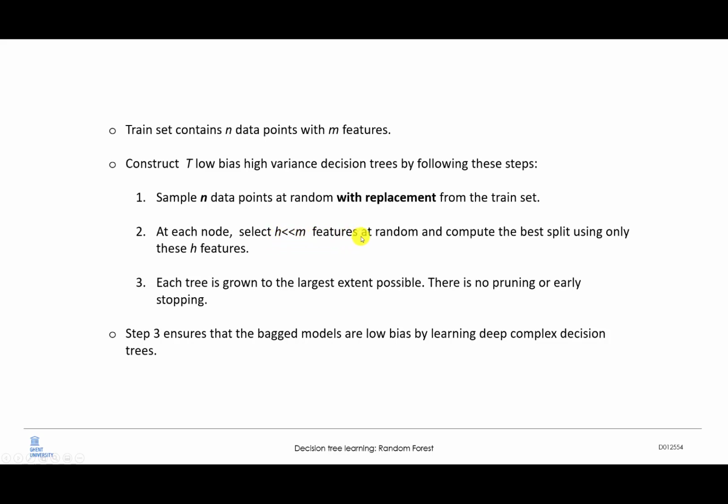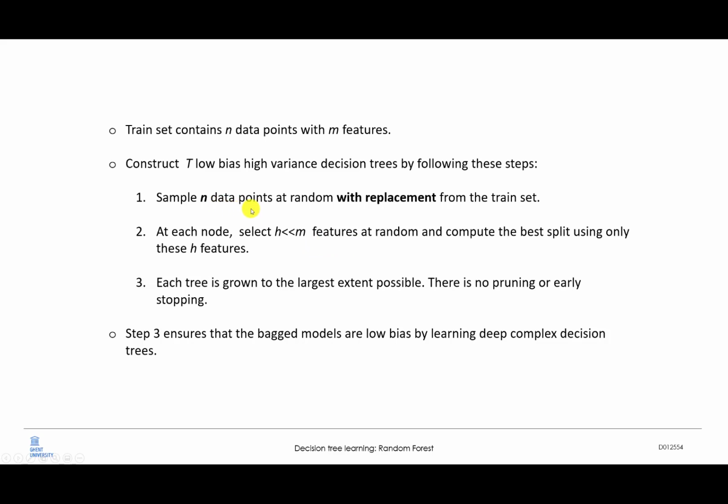So that puts some randomization into the construction of the trees, and that makes sure that if you build many trees, these trees will be different from each other. Because of course, if we're going to average out trees that are exactly the same, we're not going to do anything, nothing will happen.